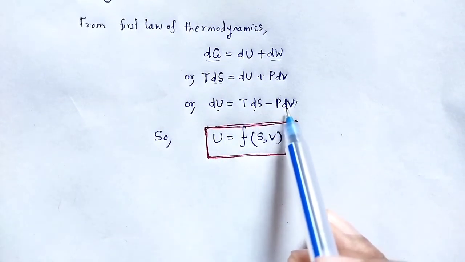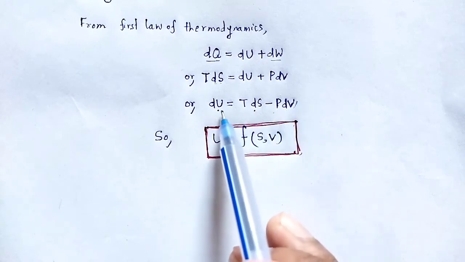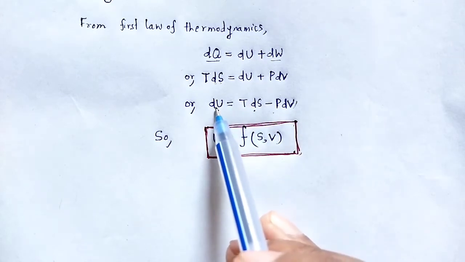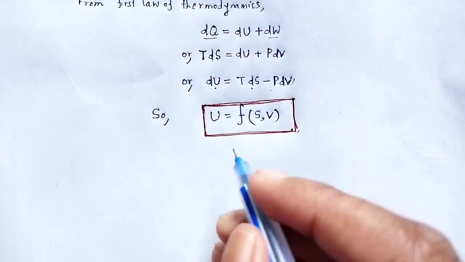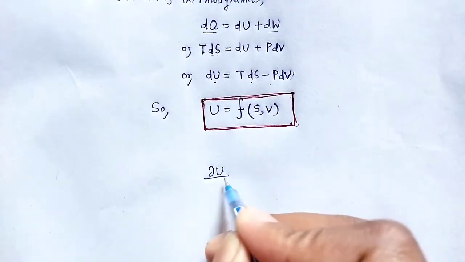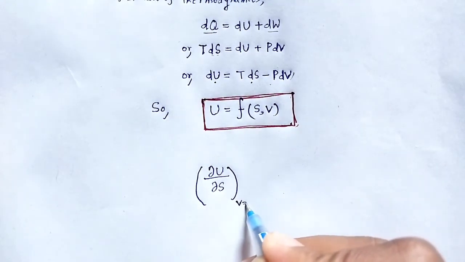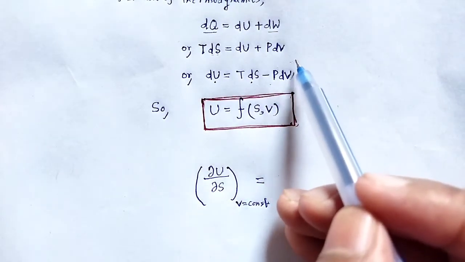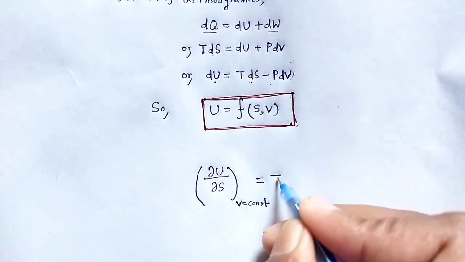When treating V as constant, when volume is constant, that term will be 0, only dU is equal to T dS. So T is equal to dU by dS at constant volume. So the first partial differential equation is del U by del S, where volume V is constant. When V is constant, that term will be 0, only that term exists. So T is equal to dU by dS at constant volume, that is the temperature.